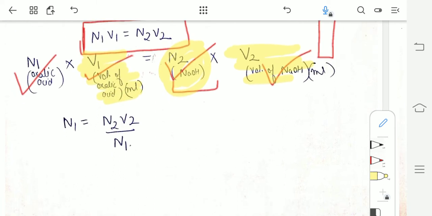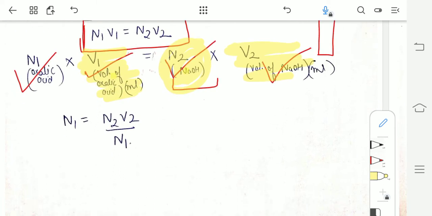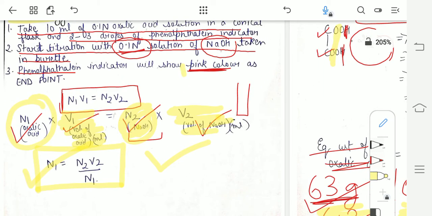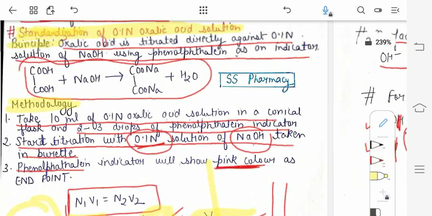And then finally, by applying all of these values in this equation, we will get N1, the normality of our oxalic acid. So finally we will get the exact strength of our sample. When we get this N1 value, we will say that our sample has been standardized. So this is all that was in our preparation and the standardization of 0.1 normal oxalic acid.